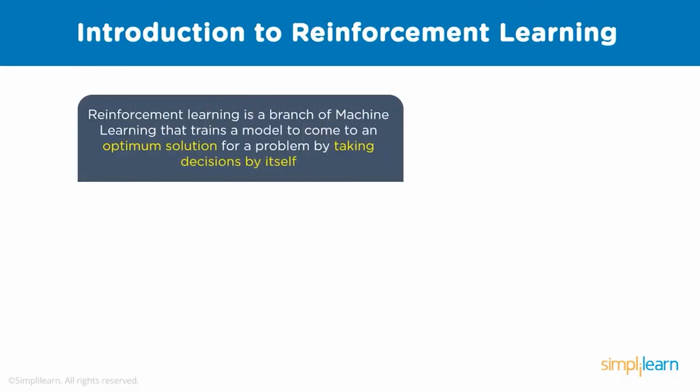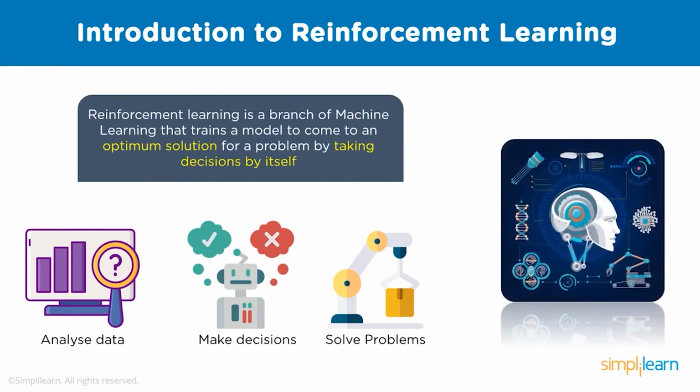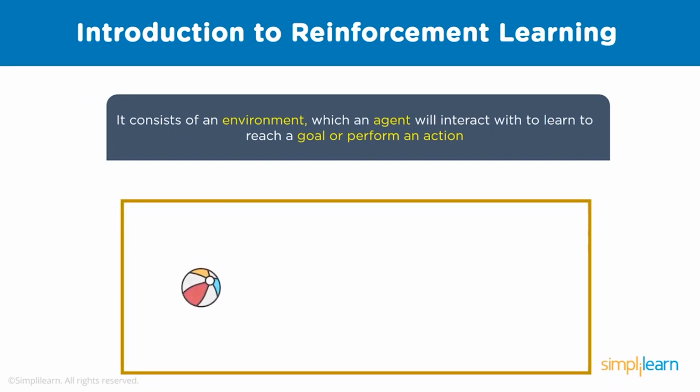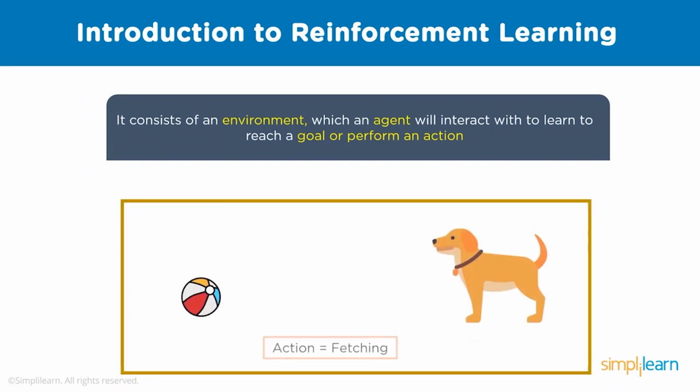And so reinforcement learning is a branch of machine learning that trains a model to come to an optimum solution for a problem by taking decisions by itself. So we look at it, we analyze the data, make decisions, solve problems. It consists of an environment which an agent will interact with to learn to reach a goal or perform an action. And you can see here we have the dog, and the action equals fetching.